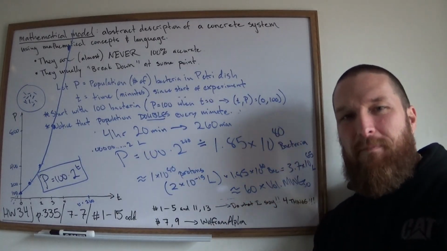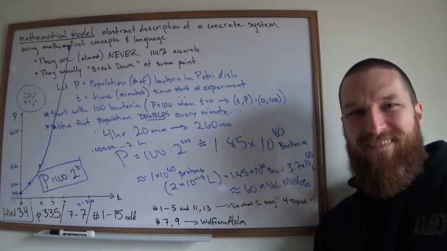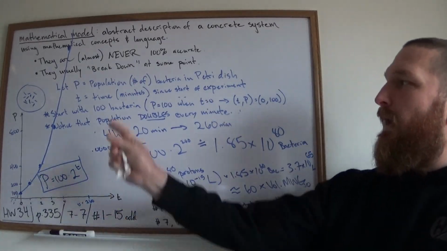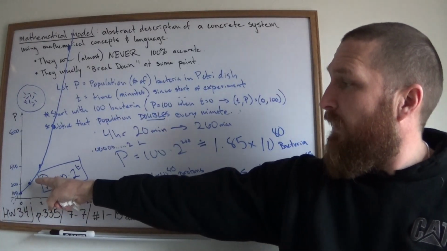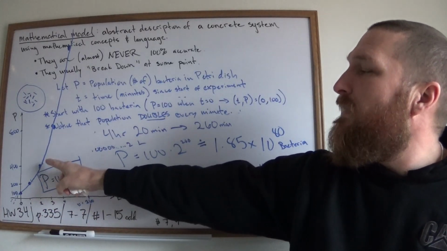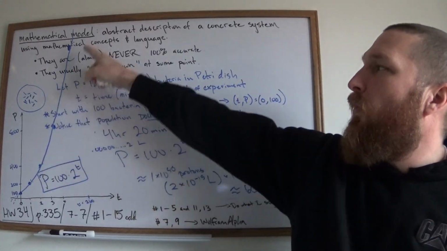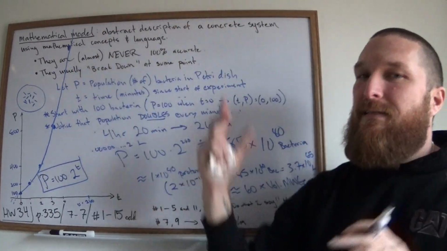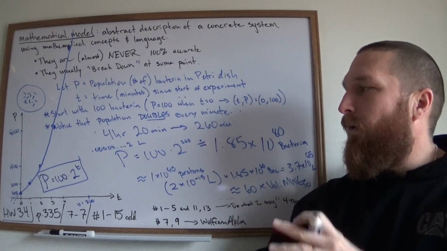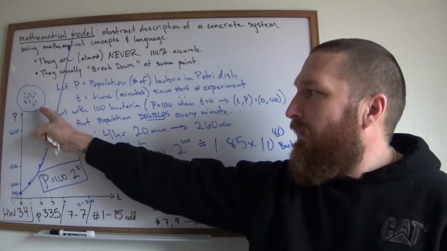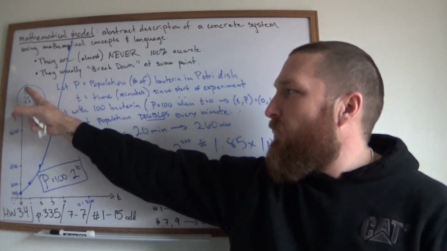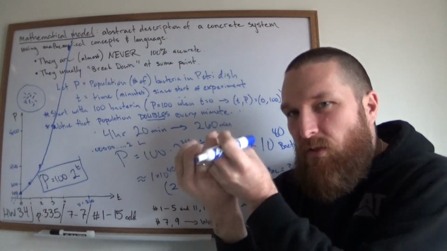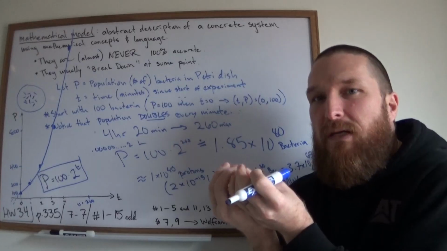So clearly something broke down, right? If you notice, we started with 100, now we have 200, now we have 400. There's no reason to think that will continue on indefinitely. At some point, the model breaks down, and really, the bacteria exist in the Petri dish and are eating the substrate, the food that's in the Petri dish.